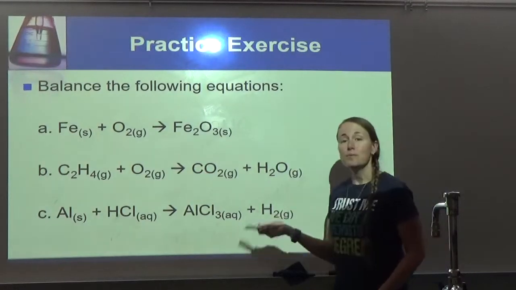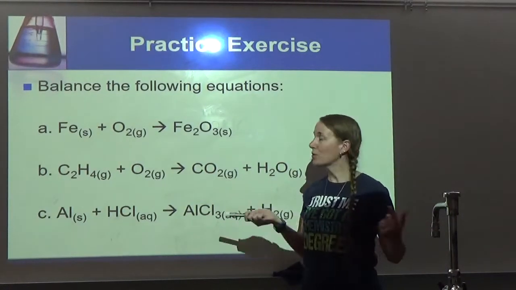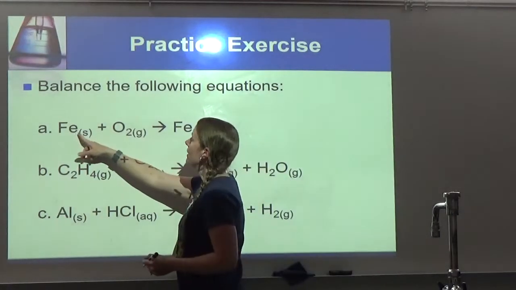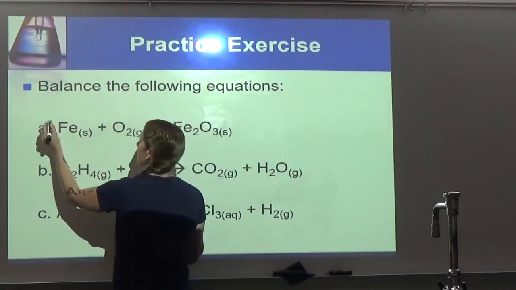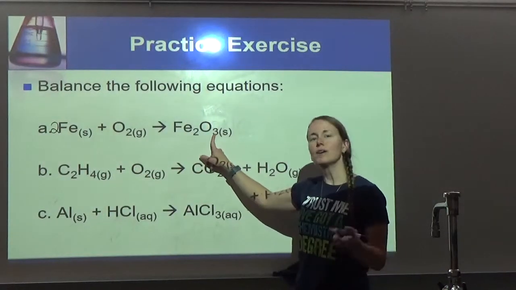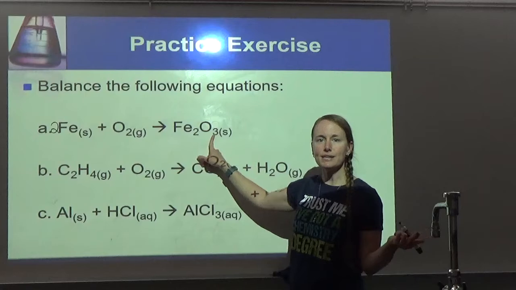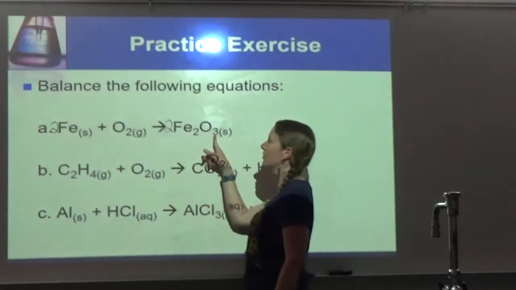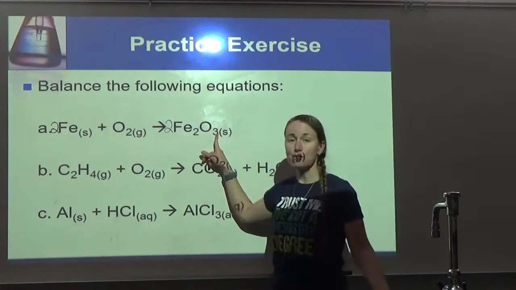All right, so make sure you pause it, you try these, and we'll look at them together. So for part A, I have 1 Fe, but here I have 2, so I'm going to put a 2 here. I have 2 O's, but here I have 3 O's. Whenever you have a 2 and a 3, just make them both 6. That's the easiest thing to do, because I always tell you just double the odd one anyway. If I double a 3, that gives me 6.